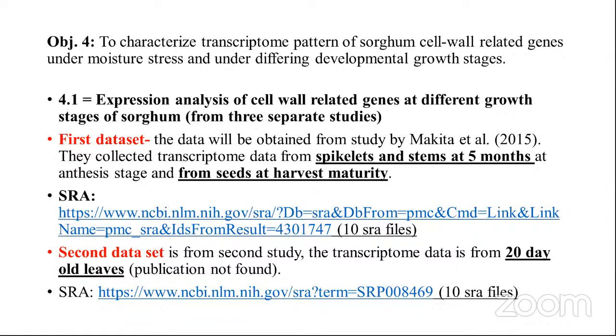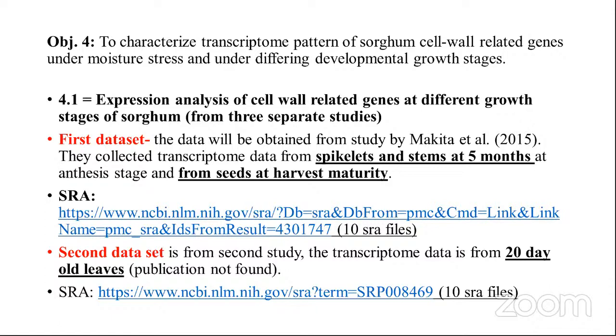So the first data set was from the study by Makita et al. 2015, where transcriptome data was taken at reproductive stage, mainly taking transcription data from spikelet and stem, and from seed at harvest maturity. And here they had transcription data on 10 different samples.